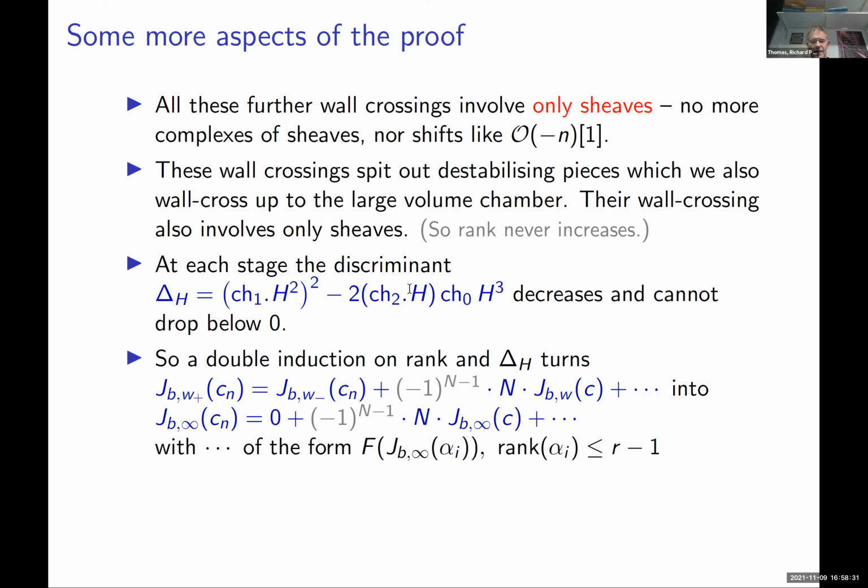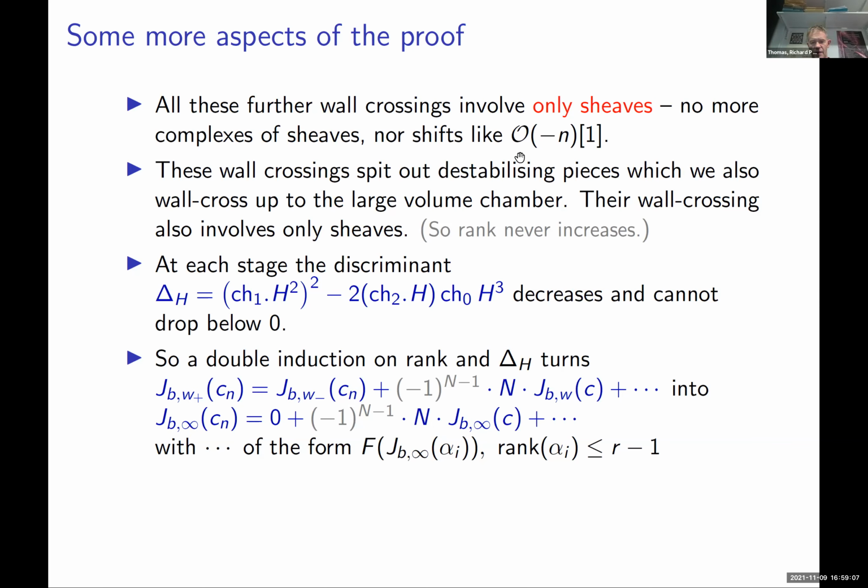So what you find is that all these pieces, all these corrections, actually are smaller in the sense of either the rank or the discriminant. And so you do a double induction on rank and discriminant, and you turn that formula that I got from crossing the Joyce-Song wall into this formula where I've taken this quantity up to the large volume limit. I've taken W up to infinity. I've taken this quantity down to 0, down below the BG line, so where there can't be any stable objects, so I get 0.